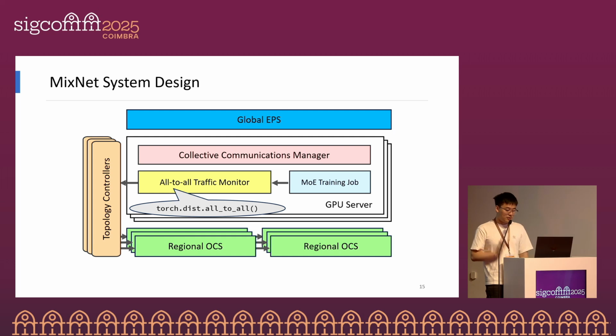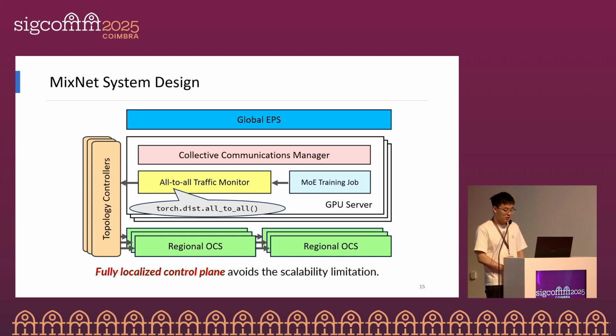So here is the system architecture of MixNet. As discussed earlier, we first get the traffic demand from the high-level primitives, such as torch all-to-all, which does not incur extra overheads because every application requires these primitives to do the all-to-all. Then we use this demand to reconfigure topologies. One thing to note is that in MixNet, we design the control plane in a fully decentralized manner, which means that each regional OCS has its own regional controller. It avoids a centralized control plane for the whole fabric, and therefore makes the OCS control scalable.